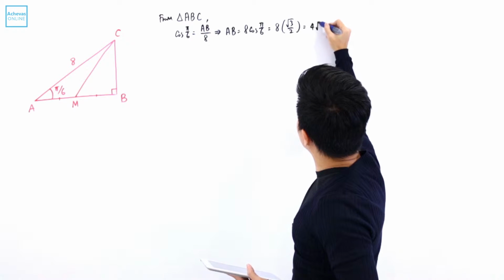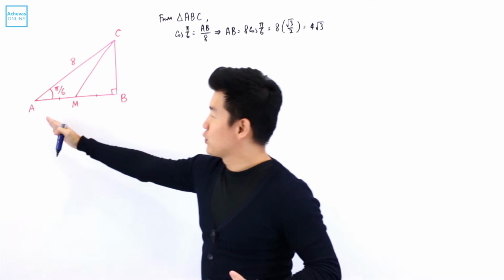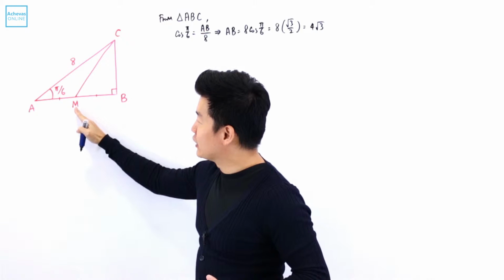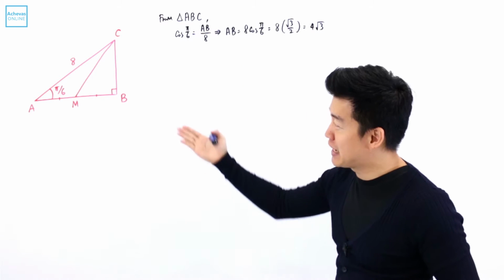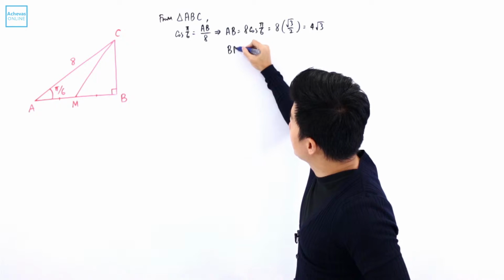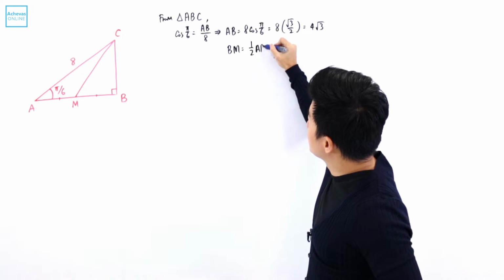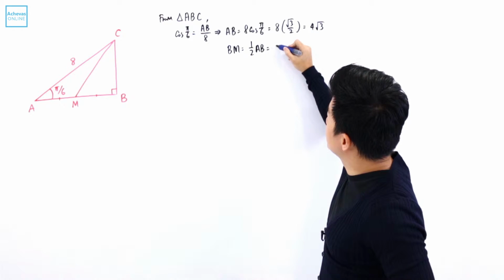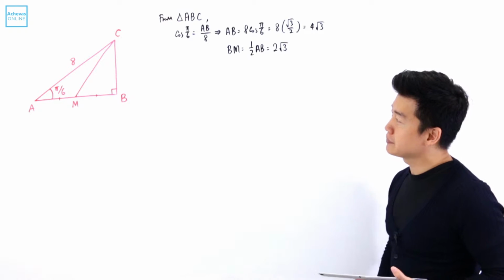This is 4 square root of 3. AB is 4 square root of 3. We can then deduce that BM is half of AB because M is the midpoint. So this tells me that BM, which is going to be half of AB, will just be half of this, so it is 2 times square root of 3.